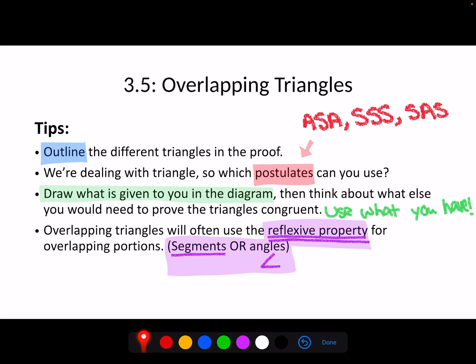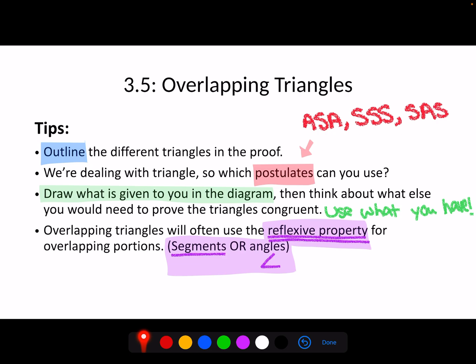The other thing that we need to make sure of is we're using the correct postulates. Again, we have three postulates so far: angle, side, side; side, side, side; and side, angle, side. So these are the three that we're going to be using for overlapping triangles right now. Now, you'll be learning about HL next week, but for right now, we only need to worry about these three.